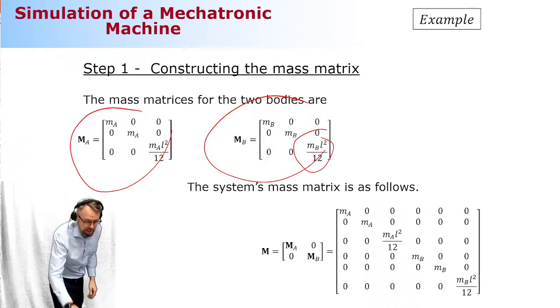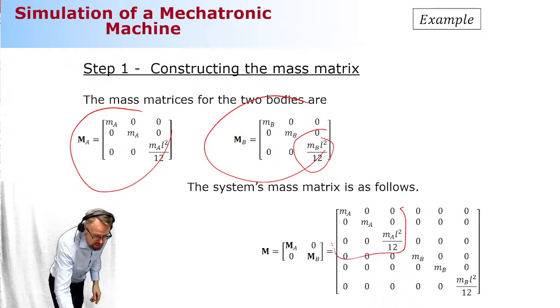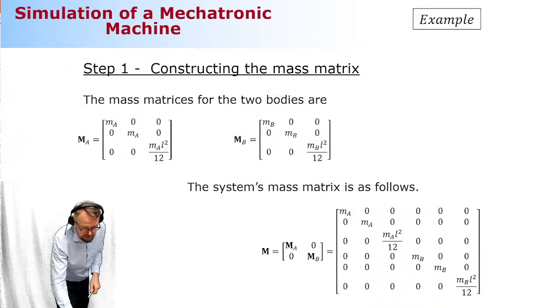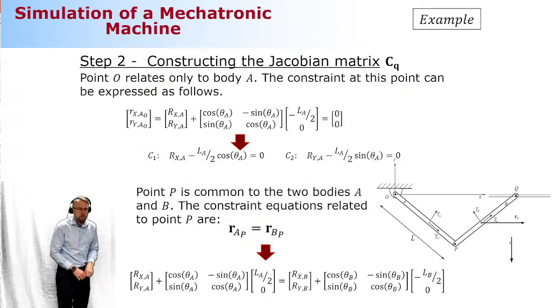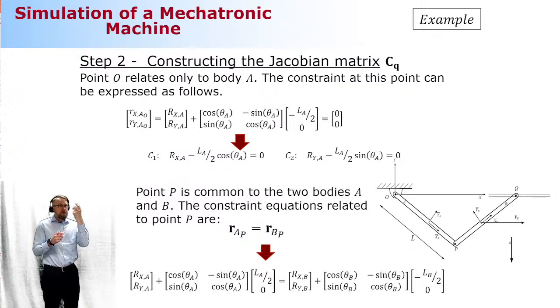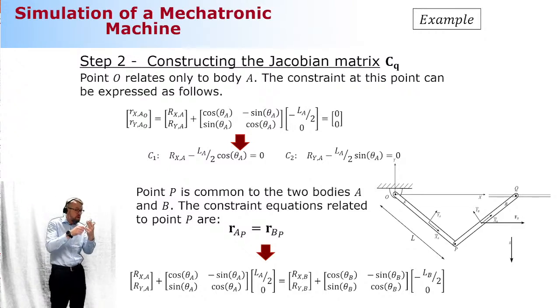Okay? So I'm adding them up. Look at this construction. This is different than in finite element modeling because there is no overlapping. So there is an entire block diagonal representation when I'm building my mass matrix. Okay, very good. So that's step number one. Step number two, the Jacobian matrix. What I need to create the Jacobian matrix is the constraints, and then differentiate them with respect to my generalized coordinates.